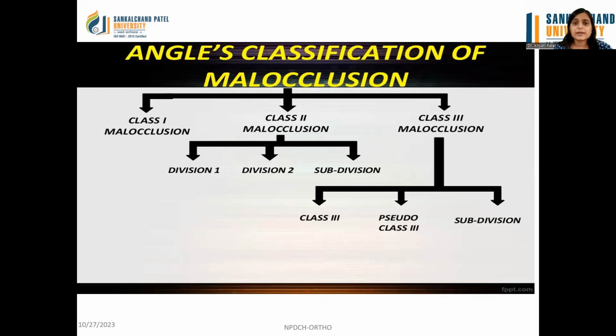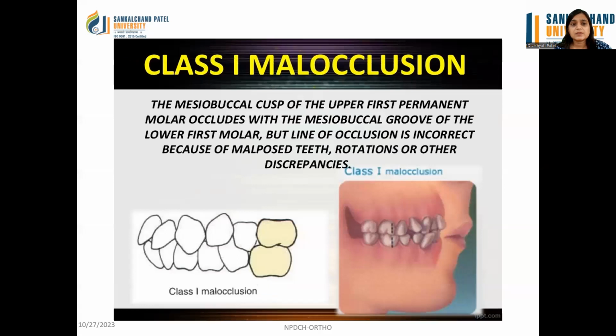So, we can see in this flow chart, there is class 1 malocclusion, class 2 malocclusion, which is further divided into division 1, division 2, and subdivision. And class 3 malocclusion, which is also divided into class 3, pseudo class 3, and the subdivision.